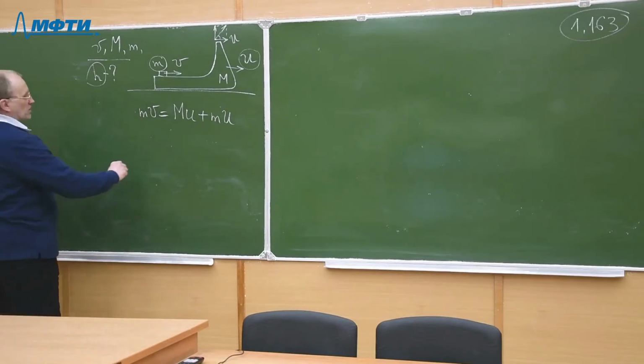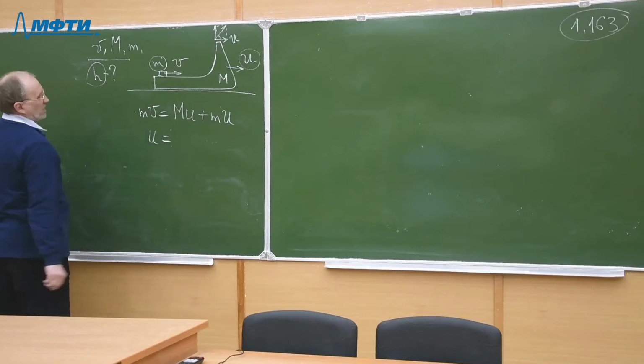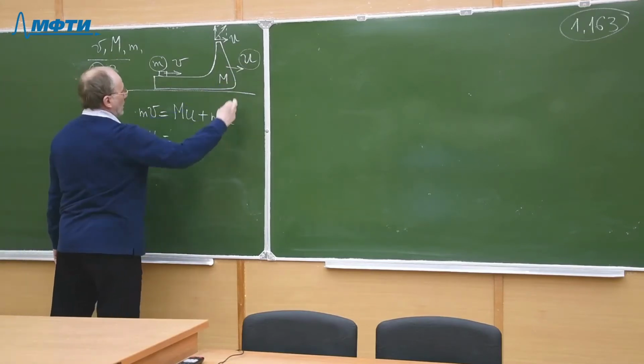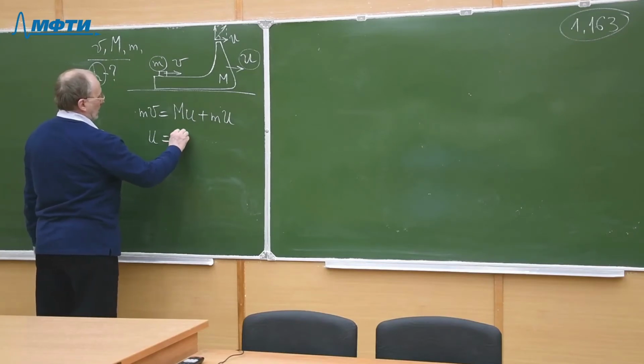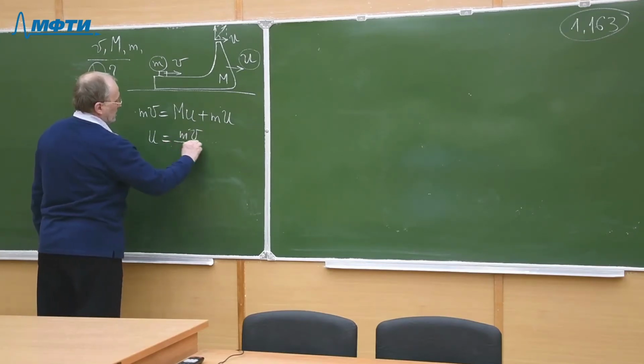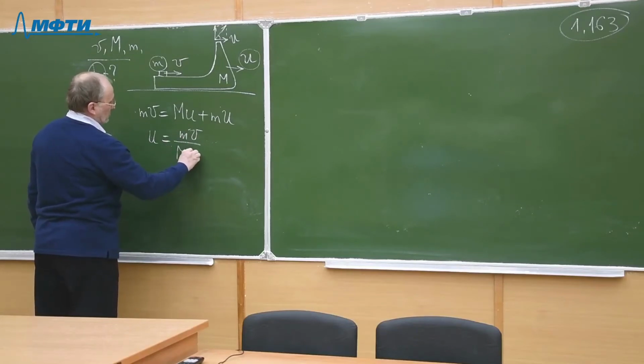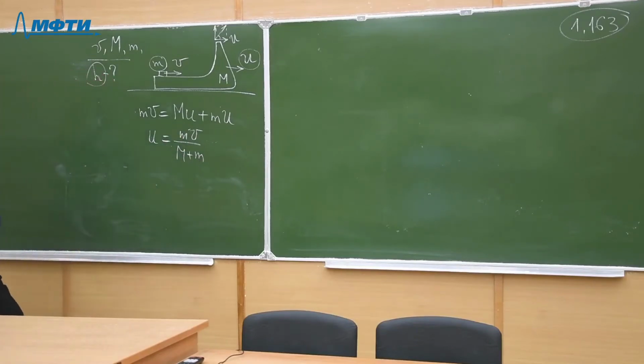From here, we certainly may find this unknown velocity u of motion. That will be mv divided by capital M plus small m. That will be the horizontal velocity, a horizontal component.